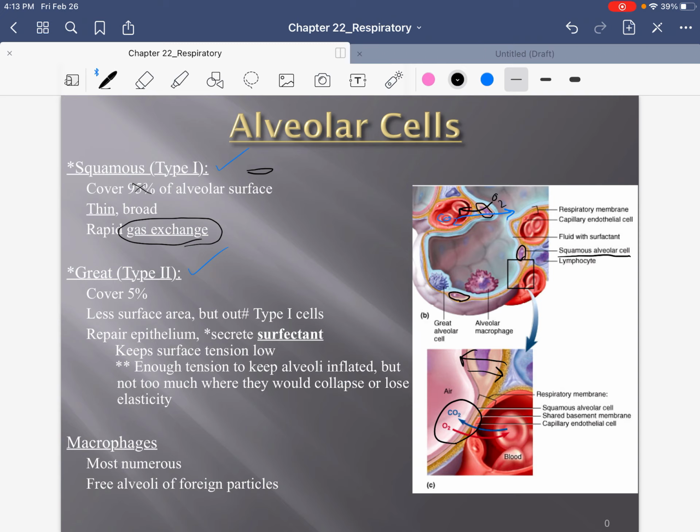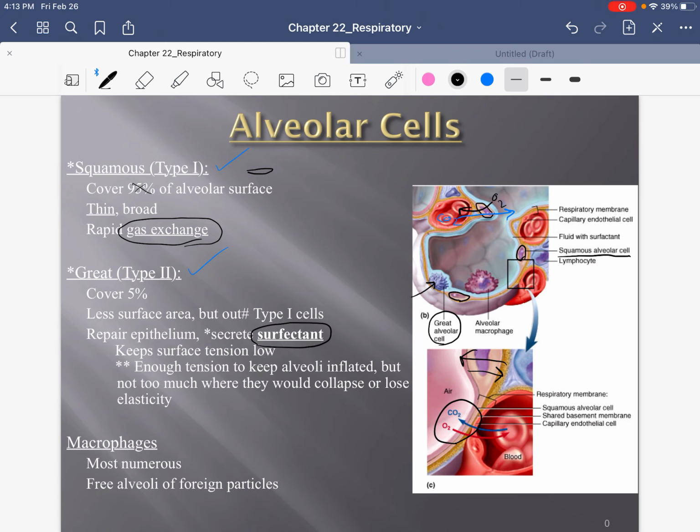But then we also have these great alveolar cells, and as the name tells us, they're big, these purple doohickeys. The importance of the type 2 alveolar cell is that it secretes surfactant. I mean, this could not be more important. Could not be more important. These type 2 alveolar cells secrete surfactant.